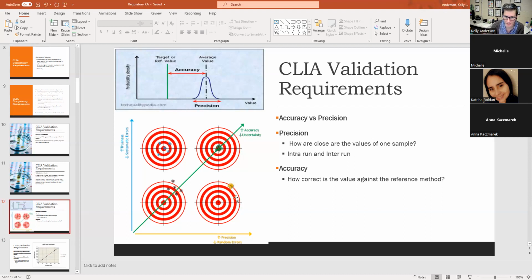The lower right-hand side, this is very precise. All those results are very close together, but if the bullseye is the correct result, it is not very accurate. Then above it, all of these results are very close to the bullseye, and they're all very tight. So this is a very precise and accurate test. And then the one to the left, this one is pretty accurate and pretty precise. And then the one under that, it's not very accurate and kind of precise. So the top right is what you want in your lab test.